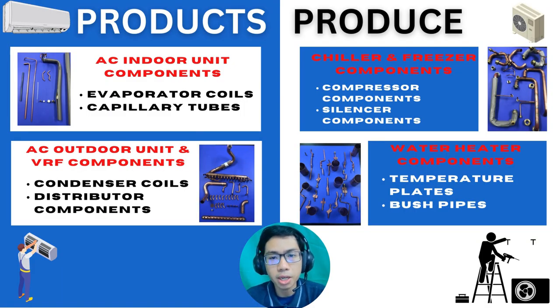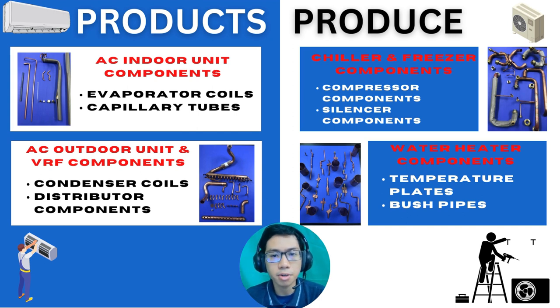HEIWA company has produced many products, such as AC indoor unit components. As we can see in this image, they build the evaporator coils and the capillary tubes. They are also involved in AC outdoor unit and VRF components, such as the condenser coil and the distributor components.